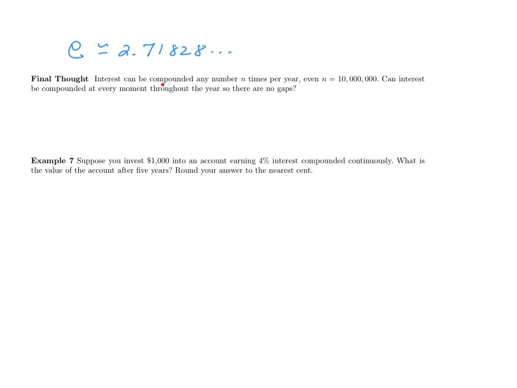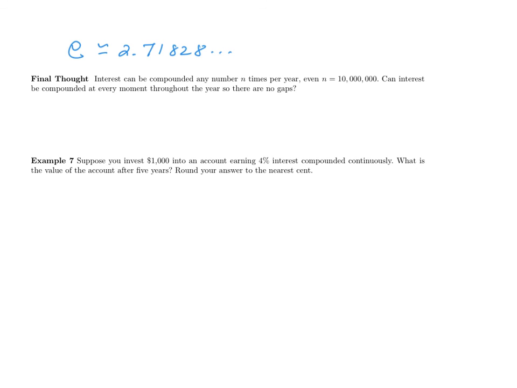Now, interest can be compounded any number of times per year. So we looked at quarterly, monthly, and so on. But it really could be any number, like even 10 million times you could compound interest over the course of the year. The question is, can interest be compounded at every moment throughout the year so there's no gaps? If you compound quarterly, that means at 4 equal intervals, and there's a lot of space in between all those times. If you compound monthly, there's more times you compound, but there's still a little bit of space between those times. The more you compound, the smaller those spaces get.